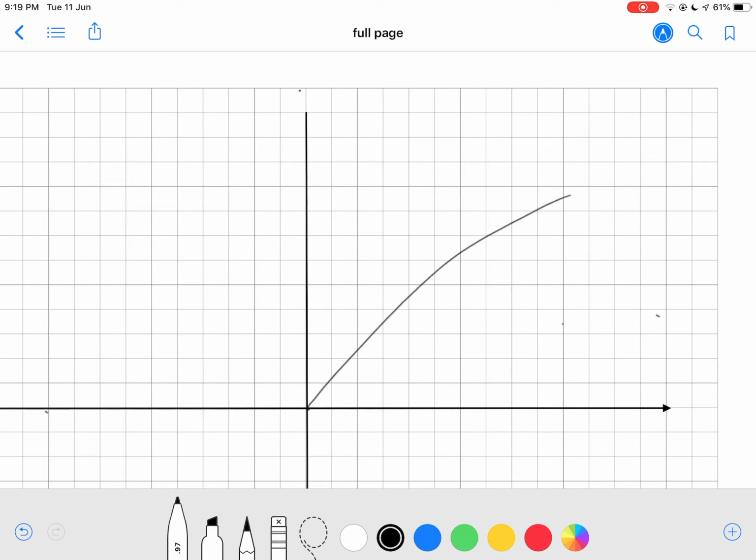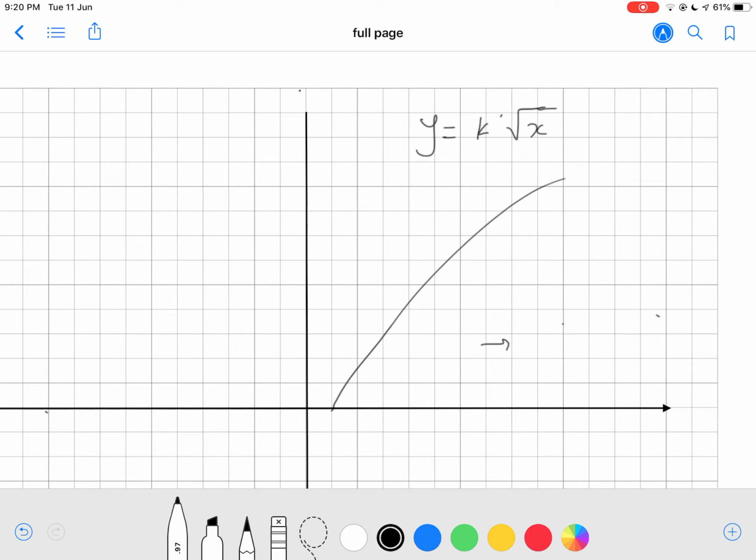We'll say our square root graph starts from here. So y equals k times square root of x. That's our standard equation. As you can see here, this graph has been shifted. It's been shifted 1 unit to the right.